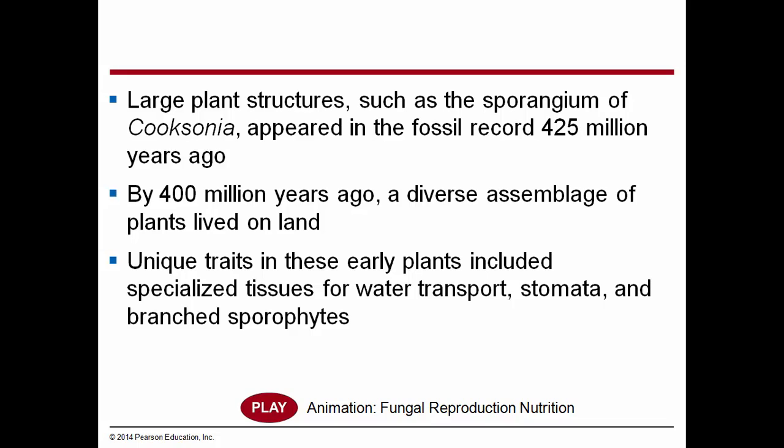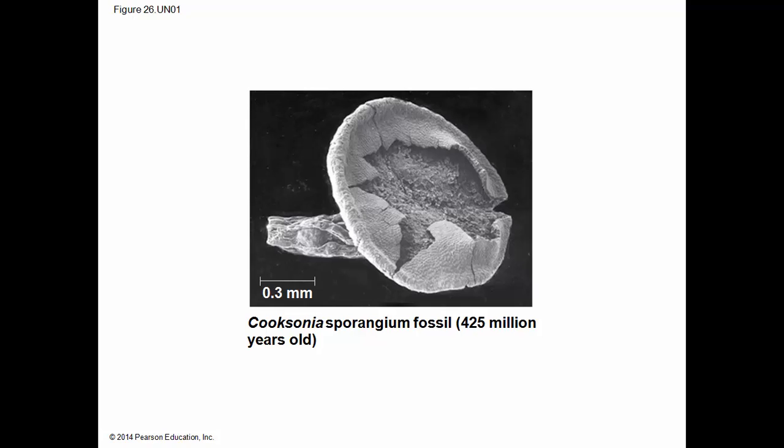By 400 million years ago, a diverse assemblage of plants lived on land. Unique traits of these early plants included specialized tissue for water transport, stomata, and branched sporophytes. So all of these are traits that are attributed to terrestrial plants. They're evolving and adapting to their new situations with these adaptations.